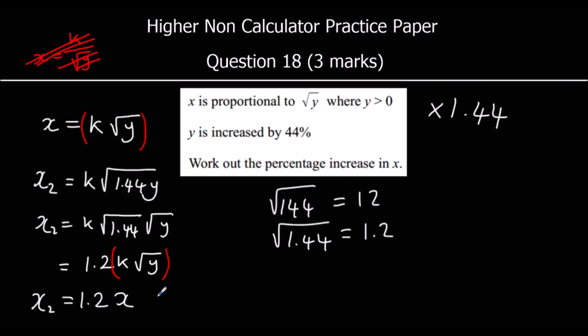So what is the percentage increase? If it's been multiplied by 1.2, what's the percentage increase? It's increased by 20%.